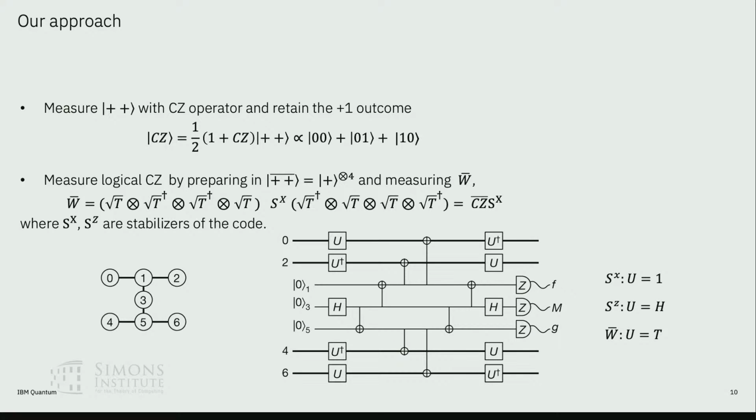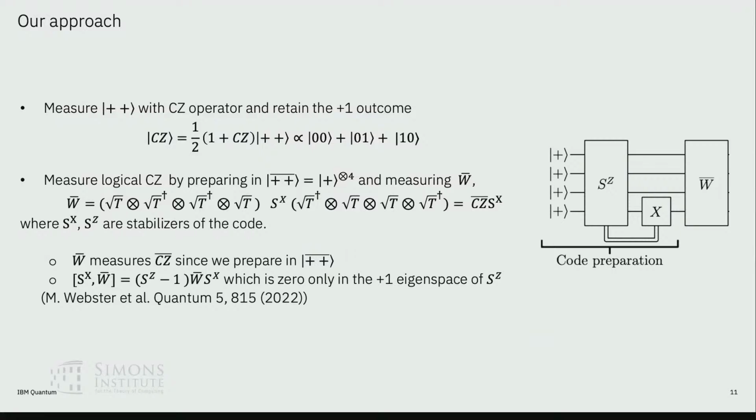So here's the drawing of our heavy hexagon plaquette. The outer 4 qubits, 0, 2, 4, 6, are the data qubits. We have these flag qubits, 1 and 5, and then the qubit 3 is an ancilla qubit. So the SX, SZ, W operators, you can run the same circuit here just by changing the U to identity, Hadamard or T gate.